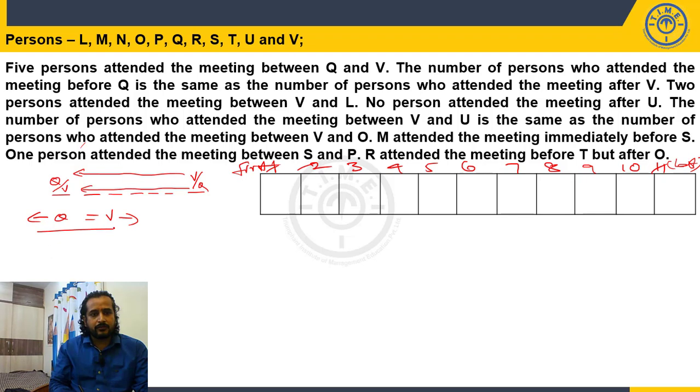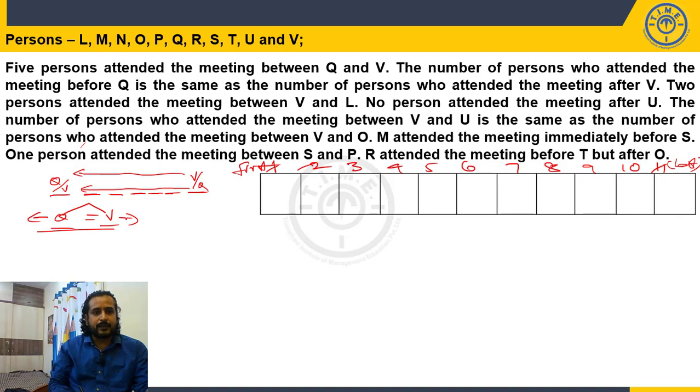Even this statement is not telling us which of these two attended first. That we don't know. But what is given? Before Q is the same as after V. So we know corresponding positions from either end. And we have a total of 11 persons. Already how many are fixed? 1, 2, 3, 4, 5, 6, 7. 4 more positions. So how to take those 4 more positions is very, very important here.